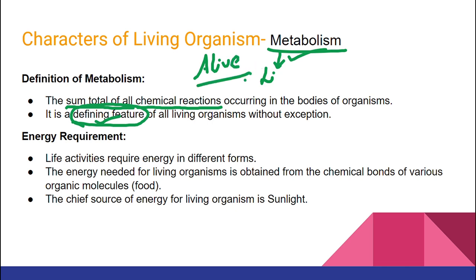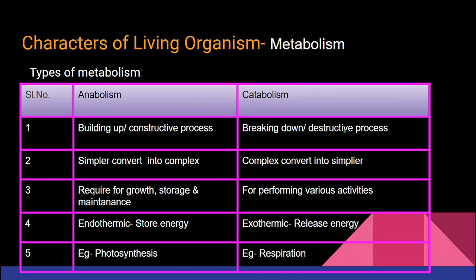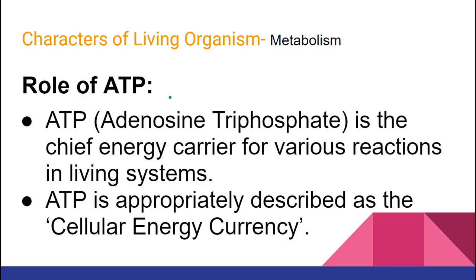Some reaction or the other is always happening, because we know that protein is very important for us, and how is this protein formed? It is broken down, then amino acids combine to form protein. How does this happen? Obviously through chemical reactions. We call it metabolism, right? Now, energy requirement. Life activities require energy in different forms. The energy needed for living organisms is obtained from chemical bonds. So what is the energy currency for us? That is ATP. We know that we get energy from ATP, but how do we get it?